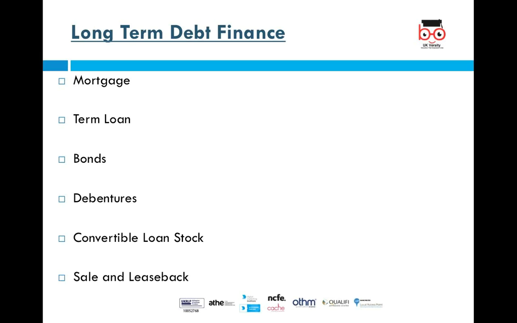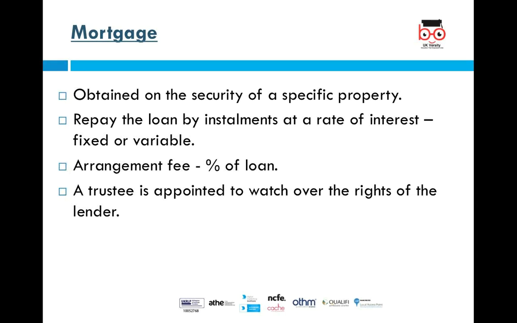So these are some characteristics of long-term finance, and there are some special mechanisms of long-term finance. I mentioned that a mortgage is one of the very popular methods of property finance. There is also the term loan, which is over 5 to 10 years. Other long-term finance includes bonds, debentures, convertible loans, stock, and sale and leaseback.